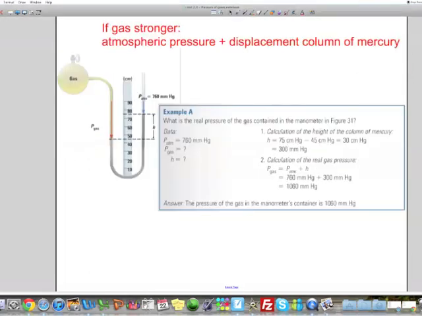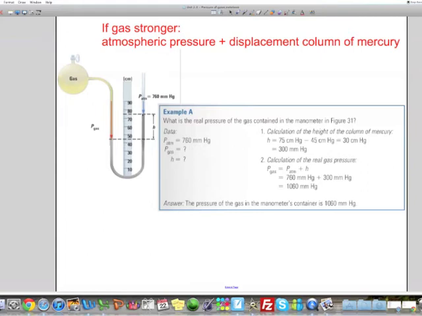Next, we have something similar to what you used in class, except rather than having water, we have, again, mercury in here. So we plug the container of gas. This causes the column of mercury to move. Again, you can see here that the gas is exerting more pressure than the atmospheric pressure, causing the column to move in this direction. So they're giving us the pressure of the atmosphere, which is 760 millimeters of mercury.